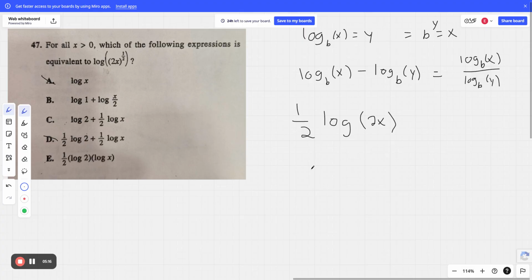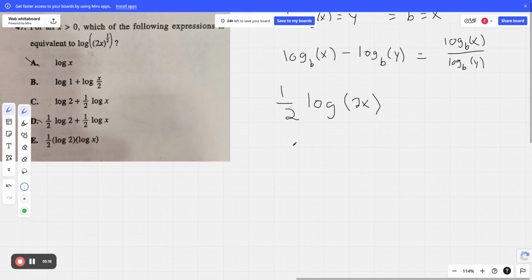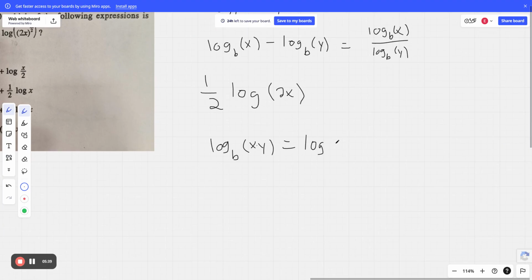So the final rule that we can include is when we have log base b of x. Actually, let's write it like this: log base b of xy, so x times y. If we have log base b of xy, this can be written separately like this.